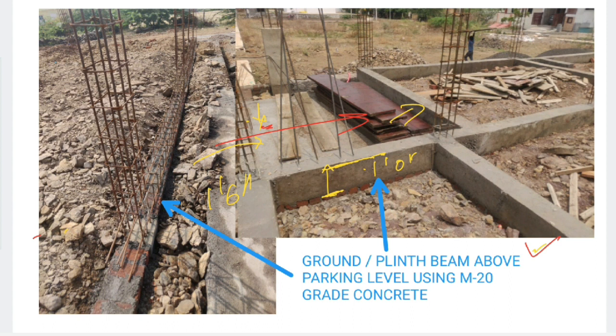That's why we'll go for some more height of the plinth from the parking level. A minimum of 2 feet is required, so we'll be finding the solution for that. The ground beam reinforcement is to be designed and provided, and using M20 grade concrete, we will be laying the plinth or ground beam.